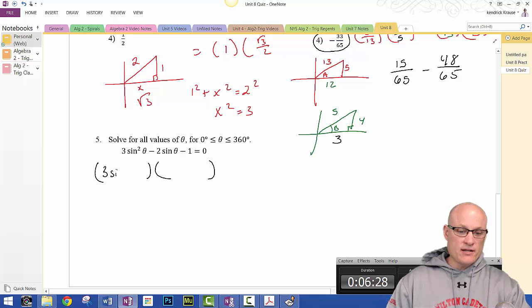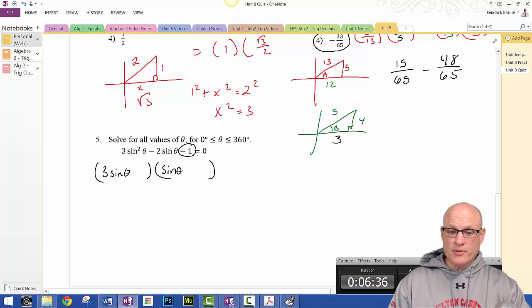3 sine theta. They have to multiply to 1, kids. There's only one way to multiply to 1. 1 and 1. This one has to be plus, and this one has to be minus, because this makes minus 3 sine, and this makes plus 1 sine. Shouldn't have to go through that math. This gives me sine theta equals negative 1/3, and this gives me sine theta equals 1.